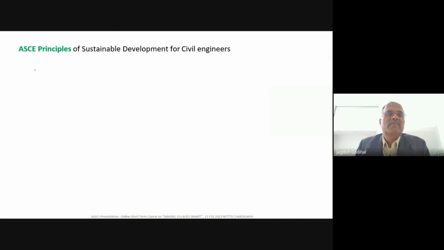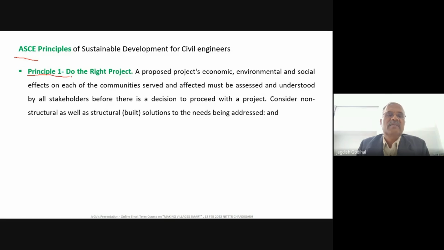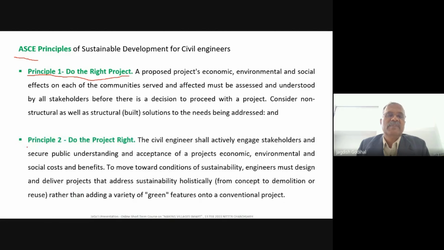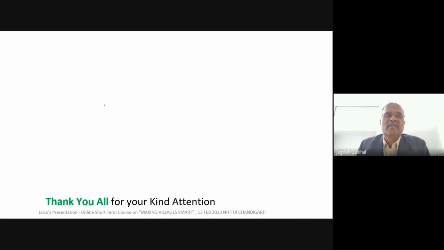Then if you look into the American Society of Civil Engineers principles, there are 2 beautiful principles. Principle 1 says: do the right project. Principle 2 says: once you accept that right project, do the project right. If you are able to follow these 2 principles, definitely you can achieve it, not only in a smart village but also in a smart city and everything. Ultimately, you talk about the 17 sustainable development goals. Then it's all about that.